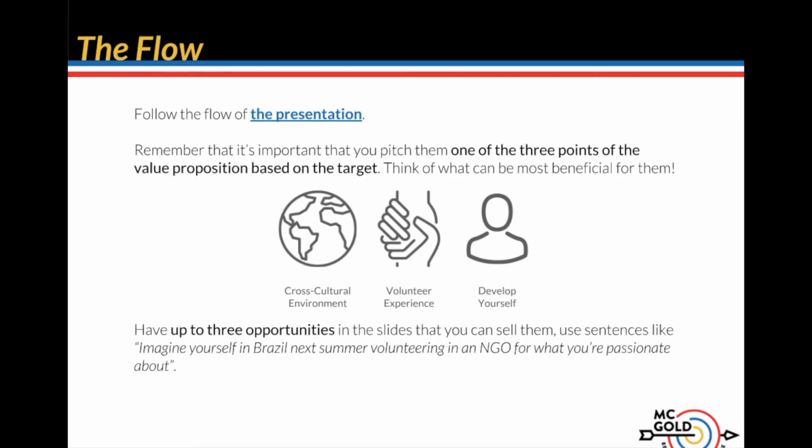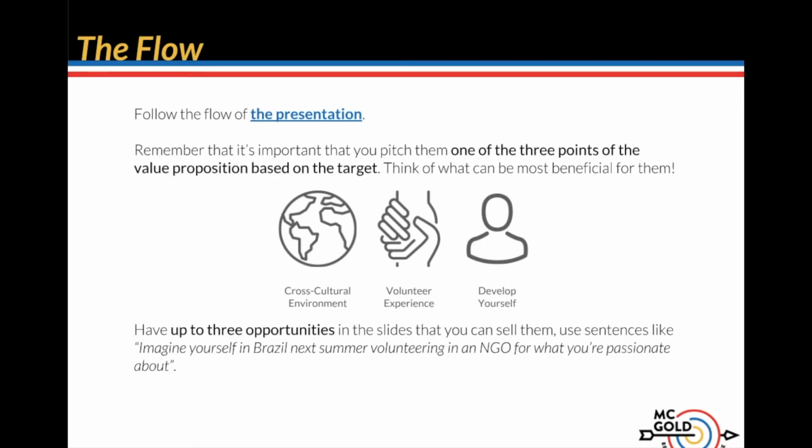Then another thing that I would suggest is have up to 3 opportunities in the slides, or even if you don't have the slides, try to talk about 3 opportunities. And use sentences like, imagine yourself in Brazil next summer. So they're already in their mind, they're already seeing themselves doing the GV. That is just a little mind trick that will make them more likely to actually sign up or leave their email.